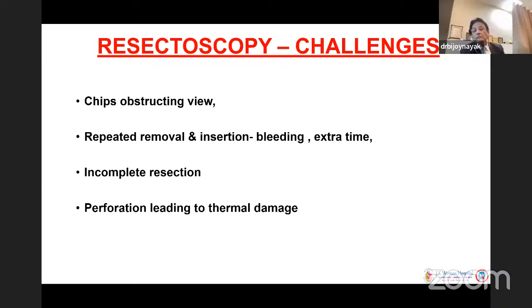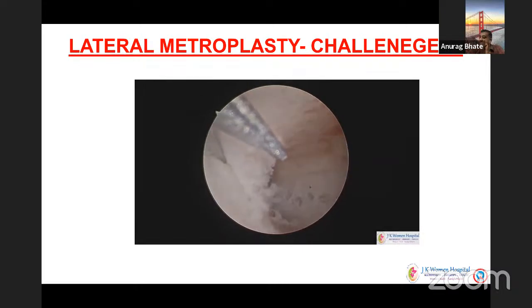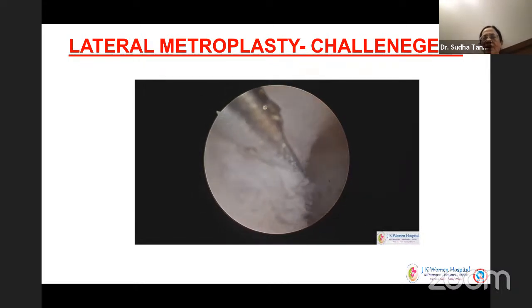Because it's a big fibroid, right. Even with your own forceps, most of the time you can have a perforation. So I think your laparoscopy trolley, of course, should be ready.